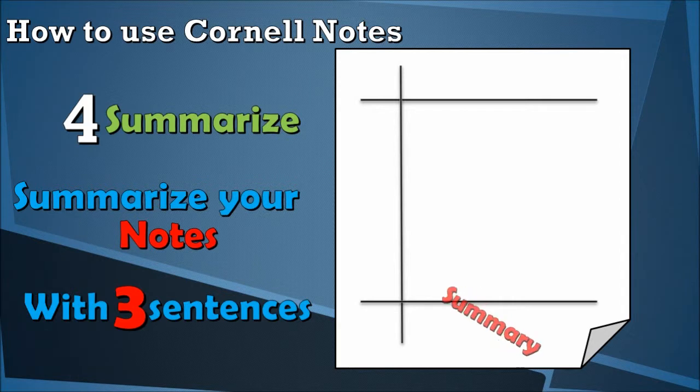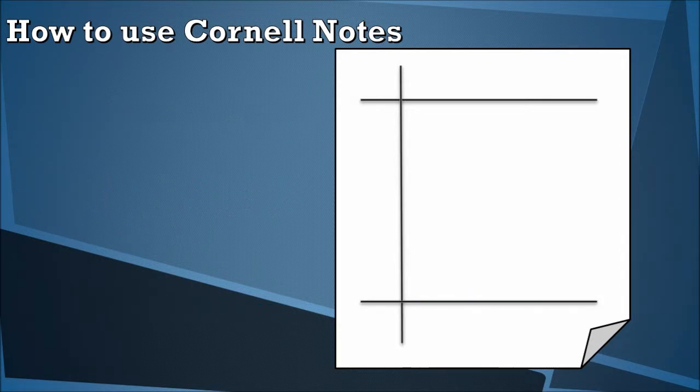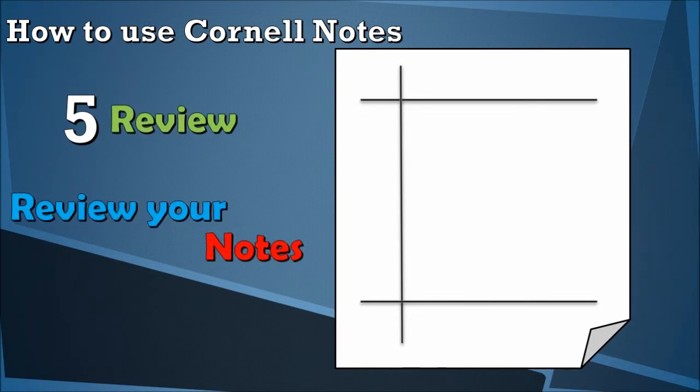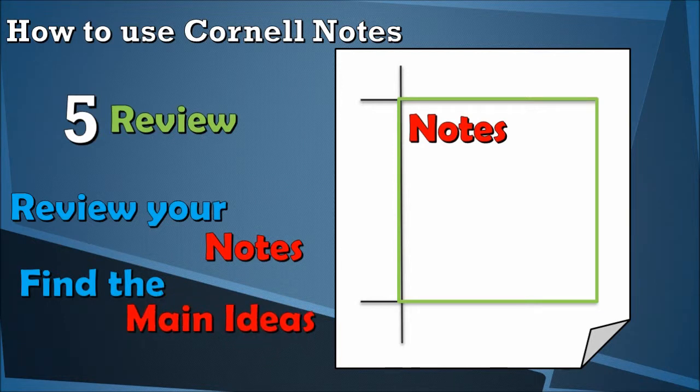All right, one last step. Step 5. Review. Review what? Review your notes. What should we find? The main ideas. The main ideas of our notes? Yes, the main ideas of your notes. Then write them in the left box. That's easy. Review our notes and write ideas in the left box.